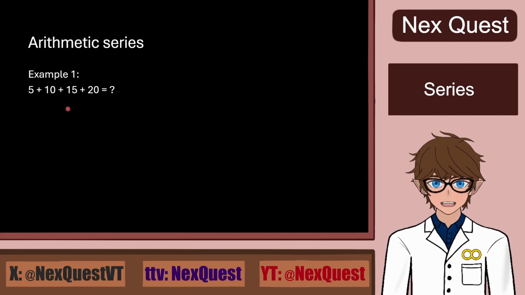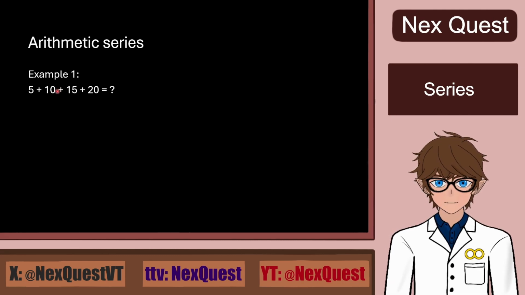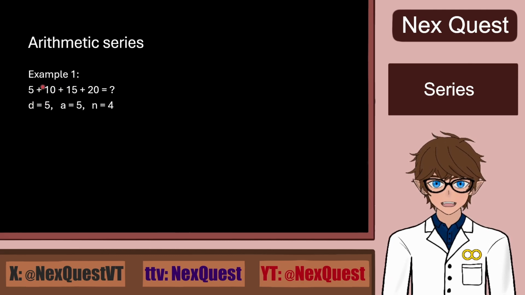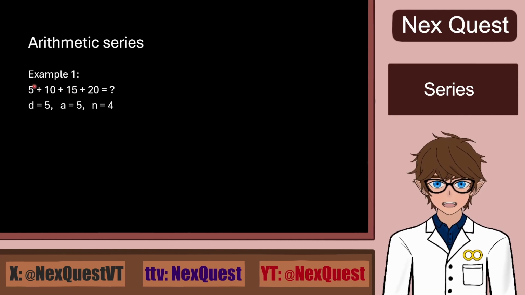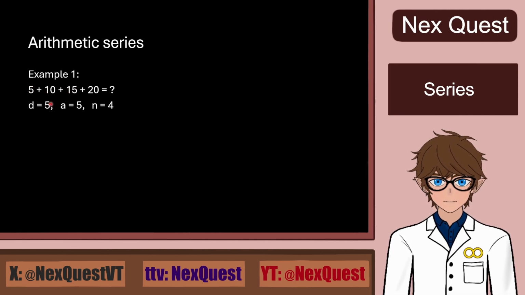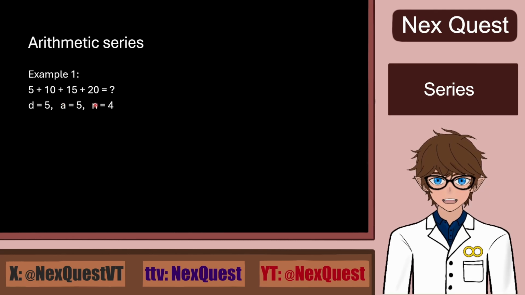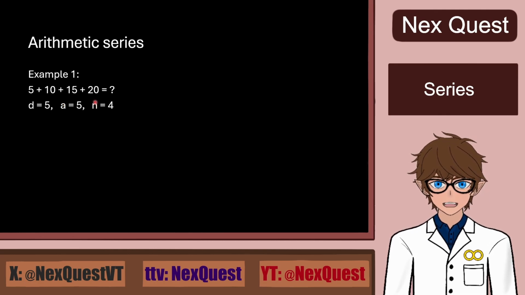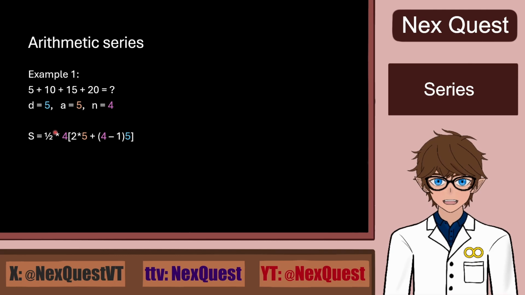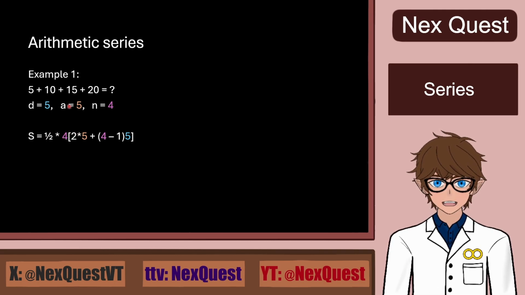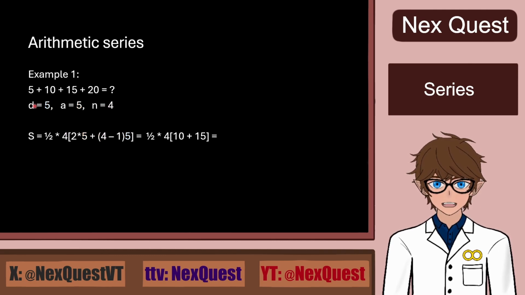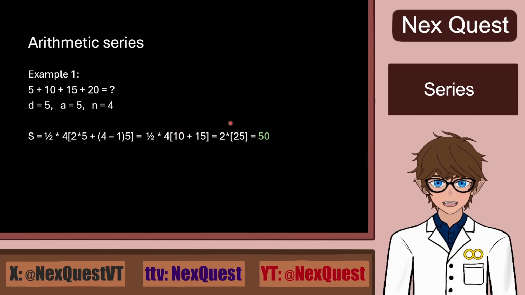Now, for our first example, let's try to use the formulas, see if we learn them. We see that the difference between each term is 5, and the first term given is also 5, and the number of terms is 4. So we have difference, first term, and n, which is 4. Now let's get the equation and paste in the values. So 1/2 times n times the bracket of 2 times first term plus bracket of n minus 1 times difference is basically 2 times 25, which is 50. This is using the longer formula.